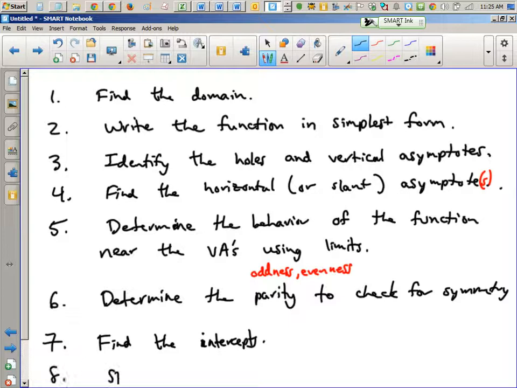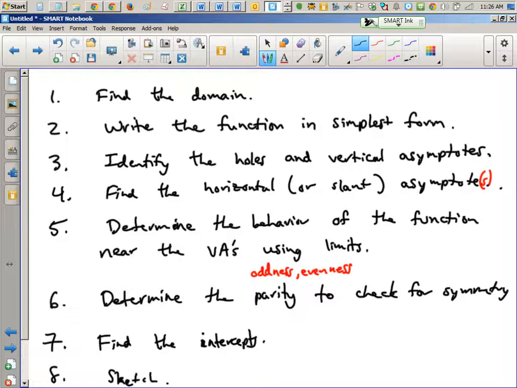And then lastly, sketch. The truth is, I actually start sketching well before this step, because I like to kind of sketch as I go along. Every time I find an interesting feature on that graph, I'll draw it onto the graph. That's just my style. And you probably would do the same thing. Otherwise, you're going to have to save all your drawing until the end, and then you have to go back through all your work again.